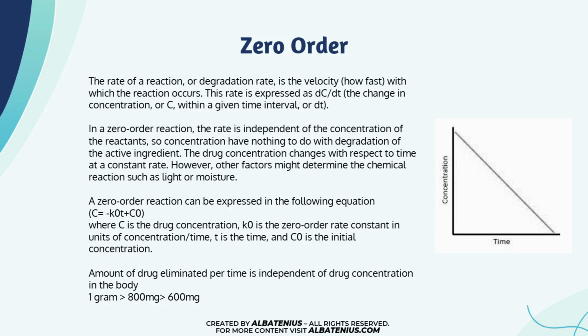Now, based on the graph that we have, and at the same time this equation, and what we talked about for zero order, that it has nothing to do with the concentration, what we come up with is that the amount of the drug eliminated per time is independent of the drug concentration in the body. So at any given moment, I'm losing the same amount of the drug. So 1 gram, 800 milligrams, 600 milligrams. Okay, and this is your graph.